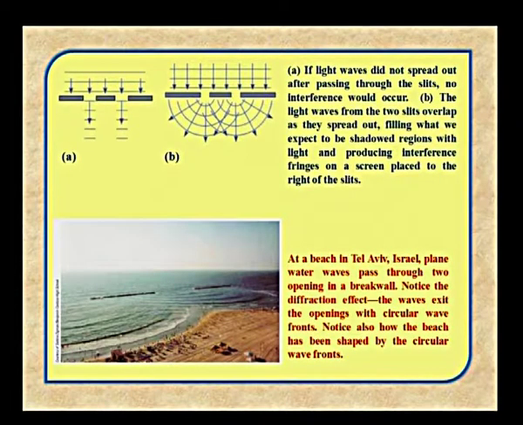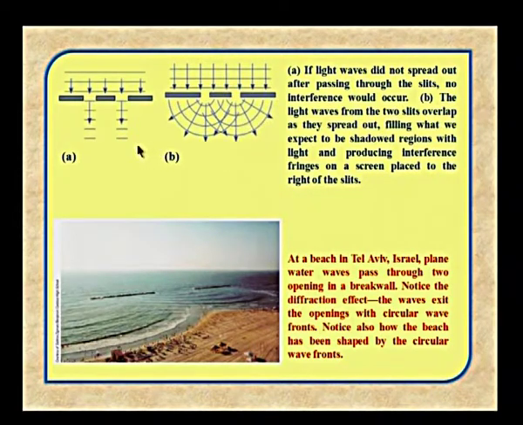The width of the slit should be narrow, so that the waves diverge. If light waves did not spread out after passing through the slits, no interference will occur. That means the two sources, the two slits, should be close to each other. Again, the width should also be narrow. The light waves from the two slits overlap as they spread out, filling what we expect to be shadowed regions with light, and producing interference fringes on a screen placed on the right of the slits.